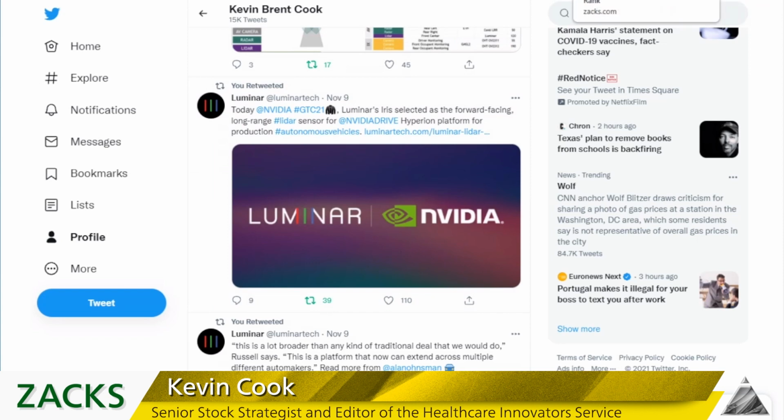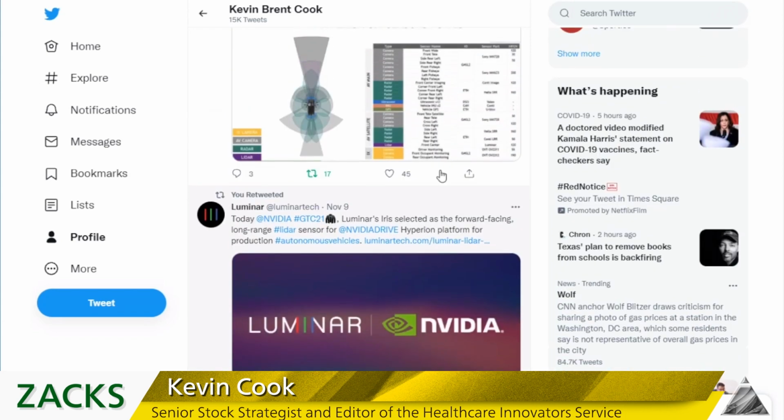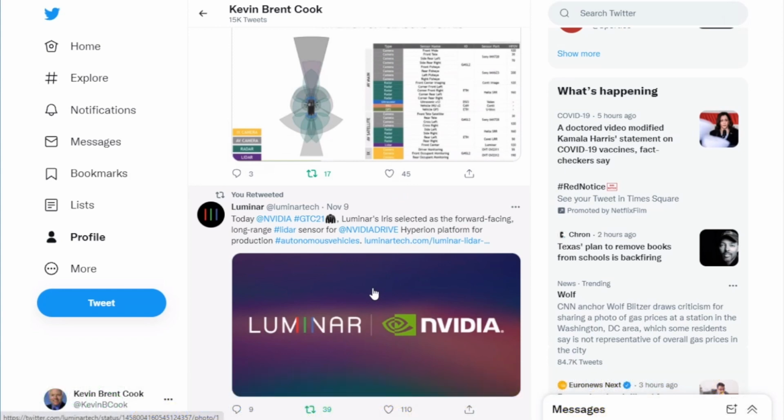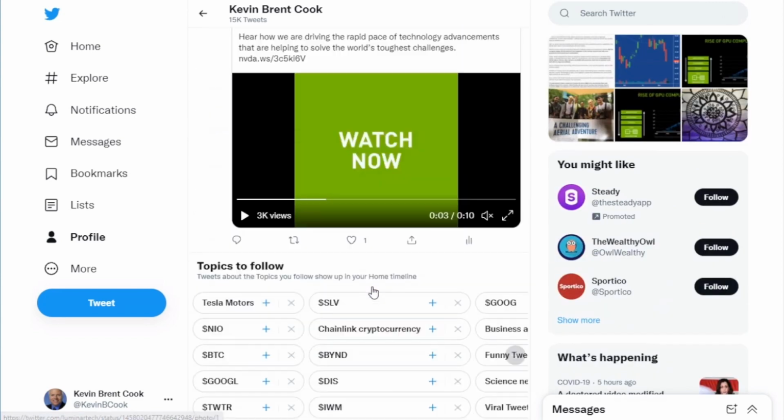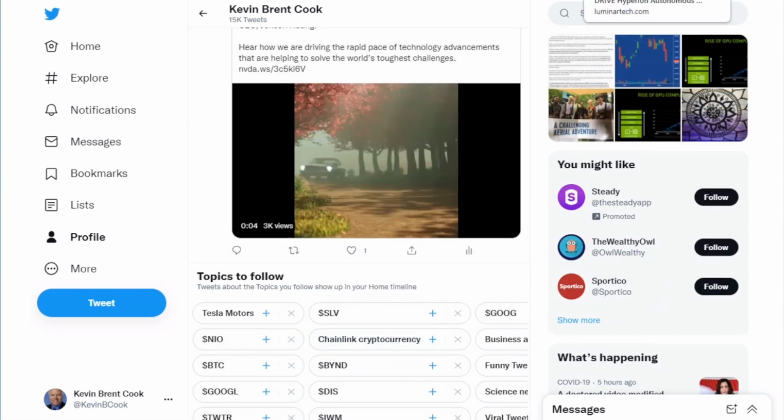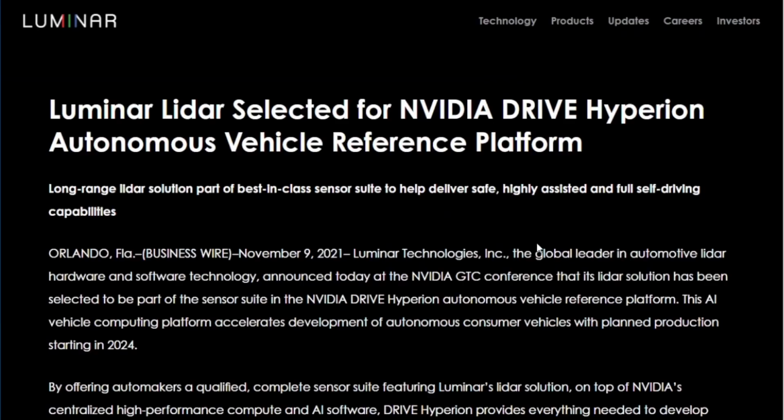We talked about that. I think Luminar, LAZR is the ticker, will be the Bull of the Day on Zacks.com tomorrow. So I share a lot more information and background there. All right, what else did I want to show you? So here was the press release from Luminar.